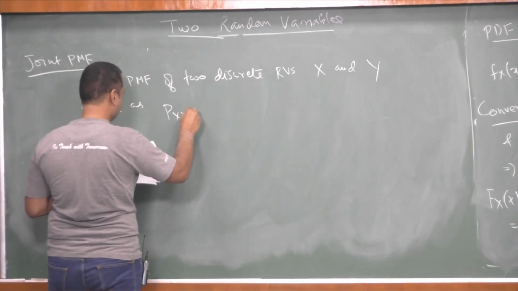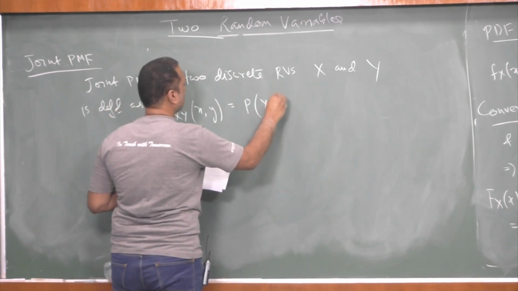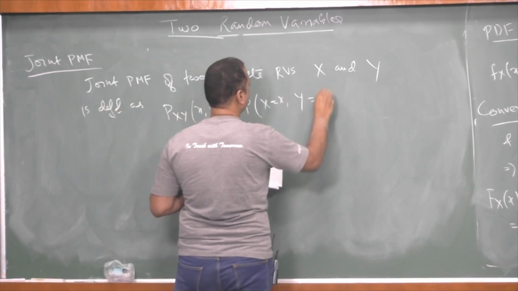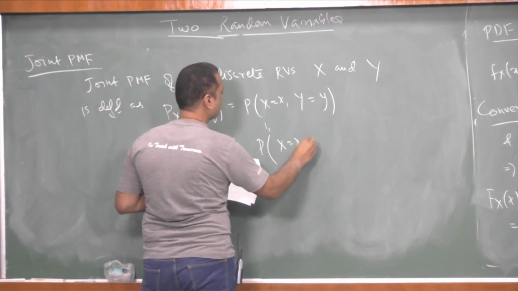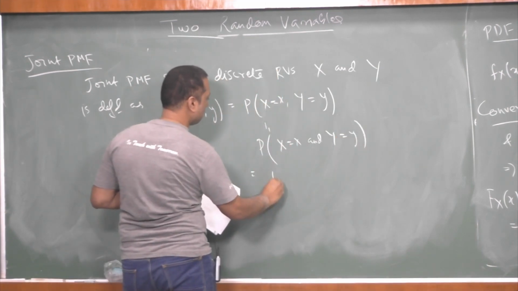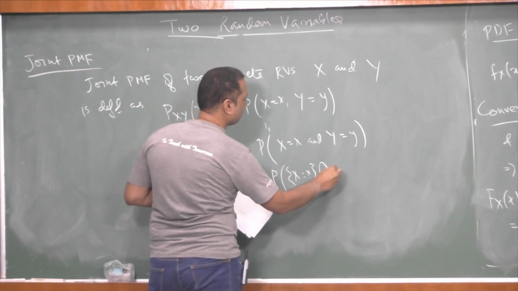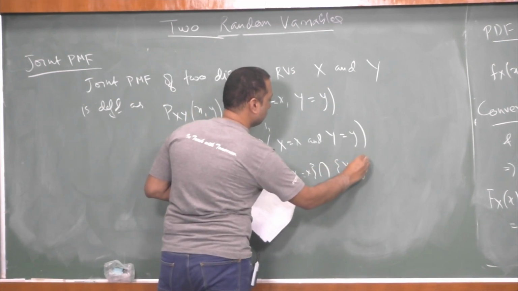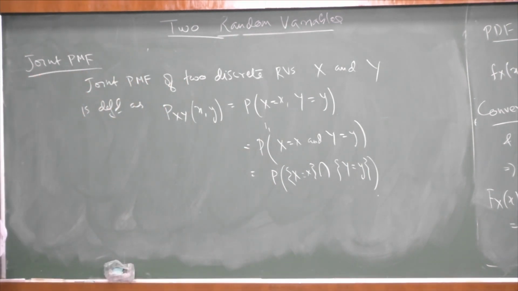p_XY. So these are the notations that we use, p_XY(x, y), which is the probability that X equals x and Y equals y. This is the same as saying the probability that the event X equals x intersection the event Y equals y. Okay, so these are all the same difference. Basically we are asking for the intersection of two events. That's what joint means.